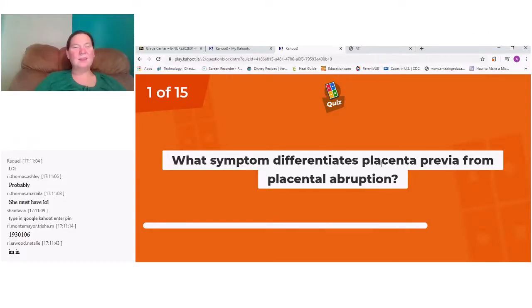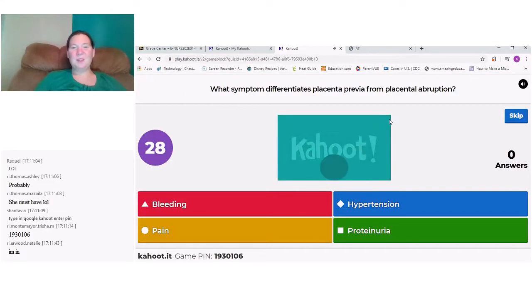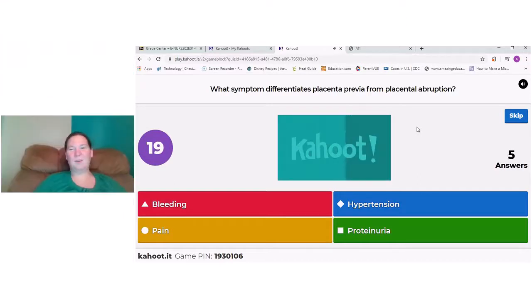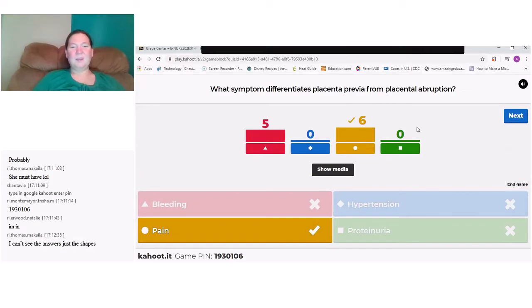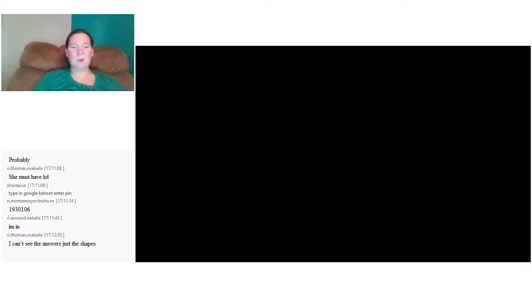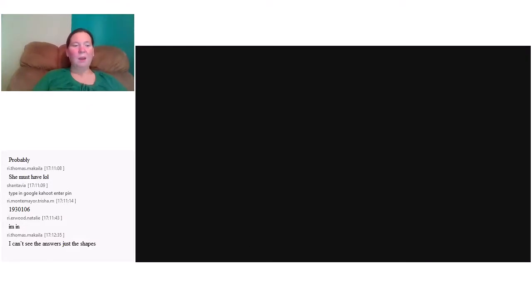All right, what symptom differentiates placenta previa from placental abruption? Is it bleeding, hypertension, pain, or proteinuria? Actually, night class I can understand because y'all haven't covered it yet, but day people should know this. Pain. So the biggest difference between placenta previa and placental abruption is whether or not they have pain.